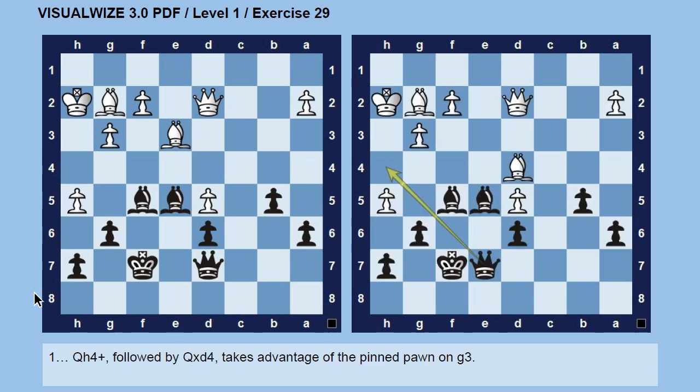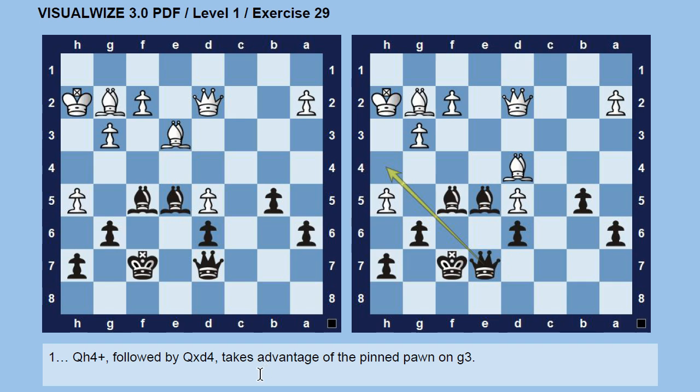The diagram on the left shows you the original position, and on the right you can see the position you had to visualize, and you can see the solution move. Black can play the queen to h4 check. Note that the pawn on g3 is pinned by the bishop on e5, and so after white moves the king out of check, black can play queen takes d4, winning the white bishop. Below the diagrams I also give a short description of the solution.